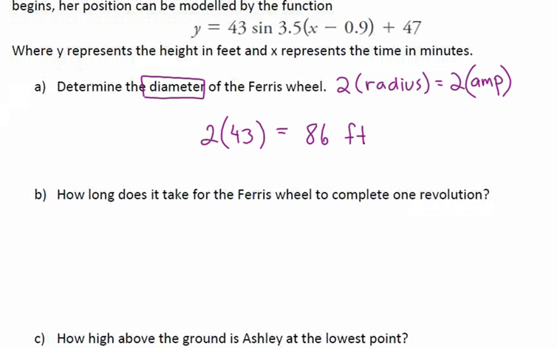How long did it take the Ferris wheel to complete one revolution? What are they really asking for? The period. The period is the time it takes for one revolution. How do we get period? What formula? 2 pi over b. What's my b value? 3.5.